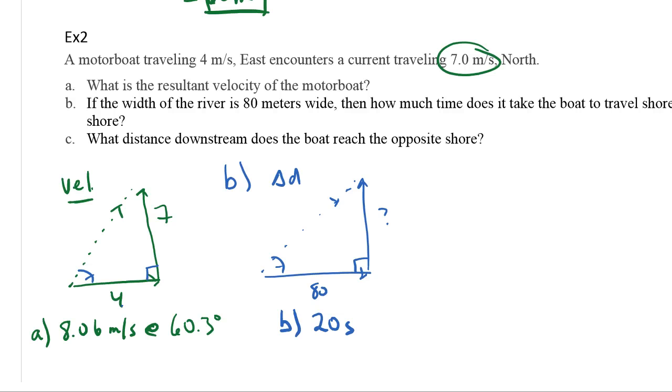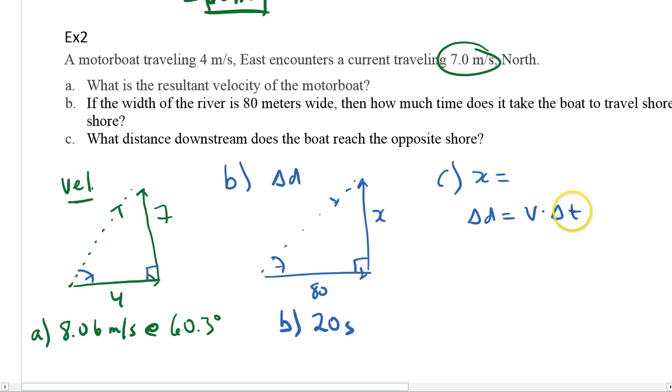And then C is, what distance downstream does it take? In other words, what's this value over here? So I'll put an X over there. What's X equal to? Again, we can say the direction it's going, it's 7 meters per second, and it's going for 20 seconds. So delta D in that direction is going to be equal to the velocity in that direction multiplied by the time. So it's 7 times 20, so it's going to go 140 meters.